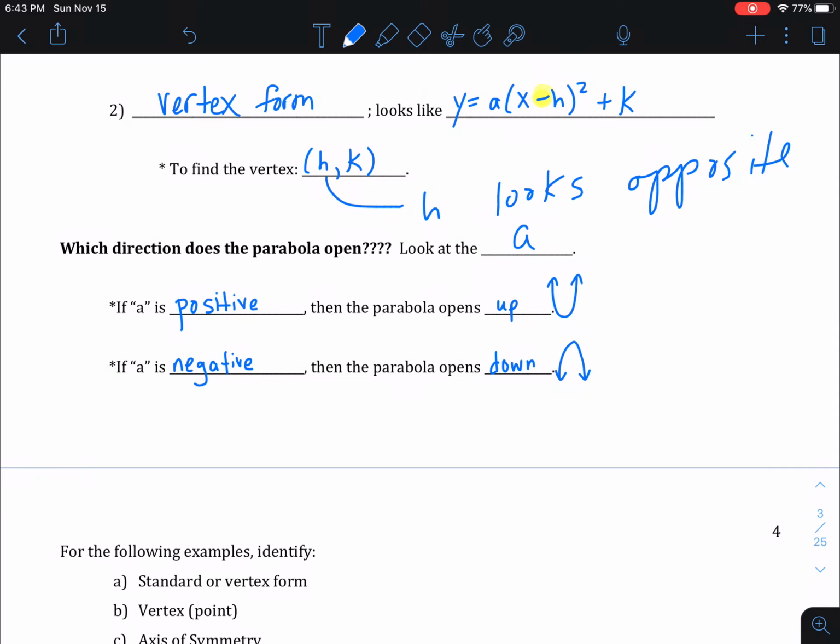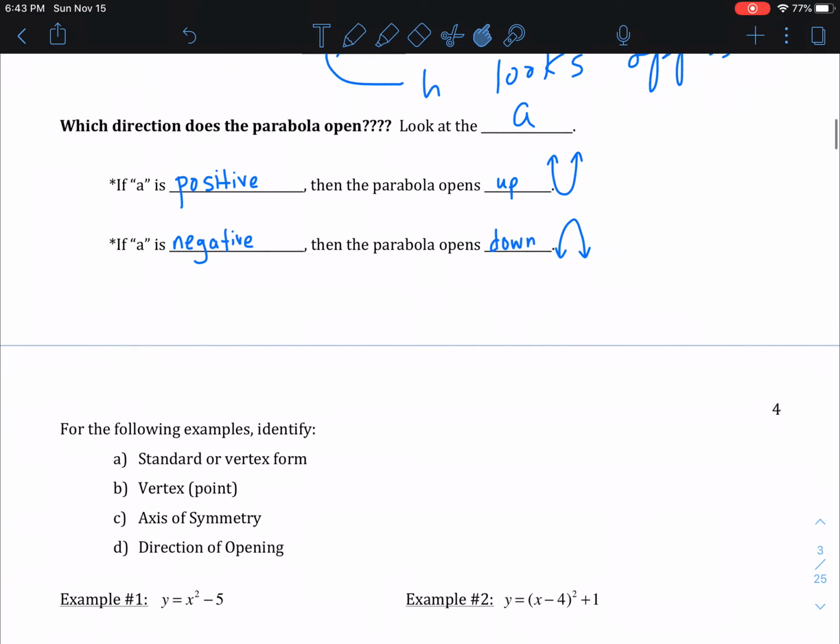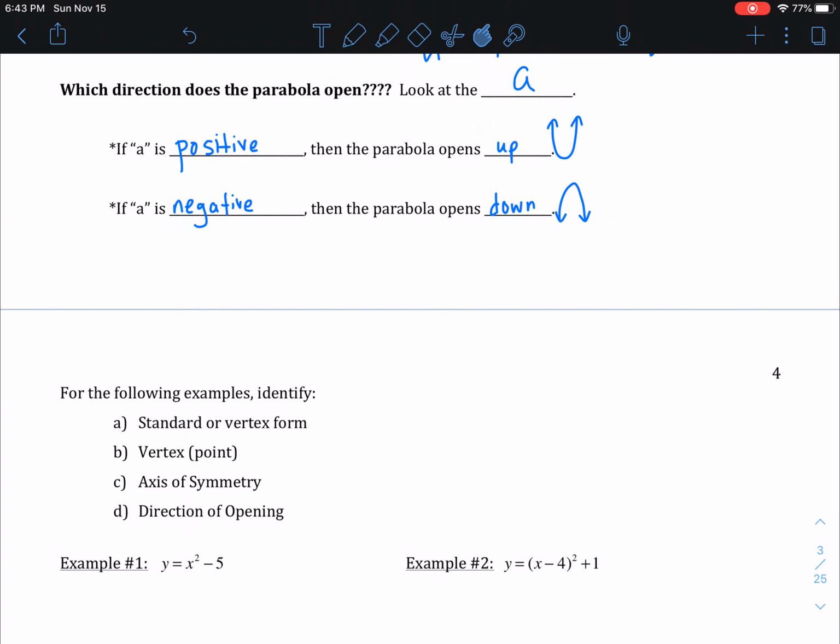All right, so next up, we have parabolas that open up. That is when, if we look at the a, the number right after the equal sign, if it's positive, it opens up. If a is negative, if we have a negative right after the equal sign, then that parabola would open downward.